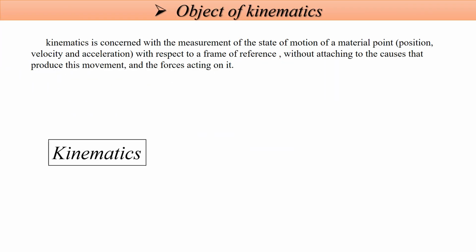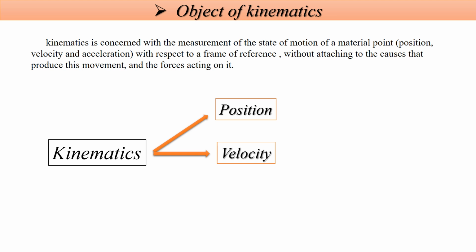Kinematics is concerned with the measurement of the state of motion of material points: position, velocity or speed, and acceleration, with respect to a frame of reference, without attaching to the causes that produce this movement and the forces acting on it. These physical quantities are vector quantities, meaning they have not only magnitude but also a direction and a point of application. To determine this component, it's necessary to choose a coordinate system.